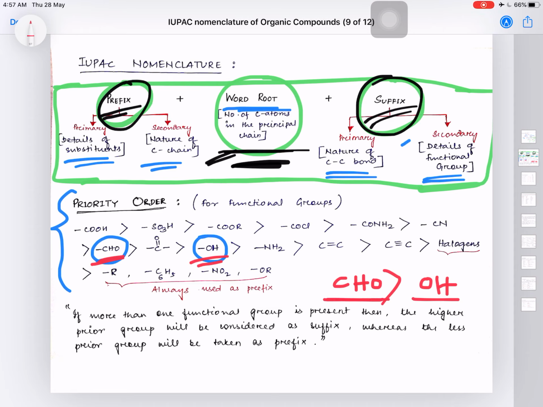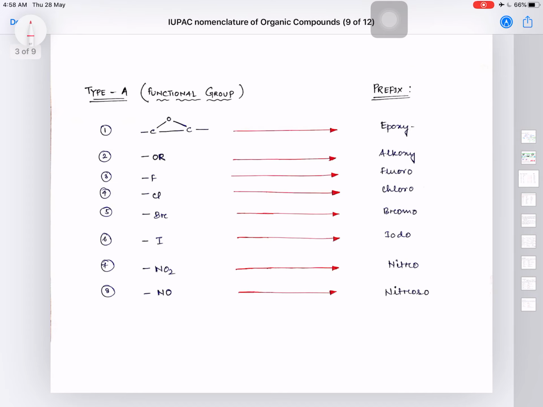and CHO will become the suffix. So this priority order will help you identify which functional group will become the suffix and which one will be the prefix. For that, you have to memorize this priority order. Next, you see the functional groups.